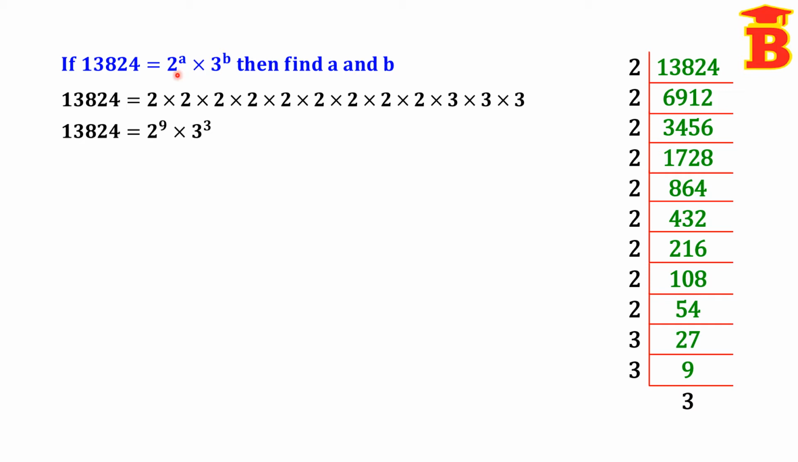So now in the question it is given that the given number is 2 power a into 3 power b. So equating that, 2 power a into 3 power b equals 2 power 9 into 3 power 3. Now equate both sides, we can get the values of a and b. Equating the first term, 2 power a, 2 power 9, we get a equal to 9. Equating the second term, 3 power b, 3 power 3, we get b equal to 3.